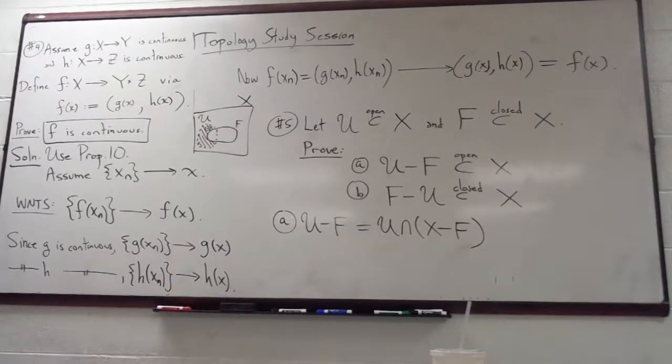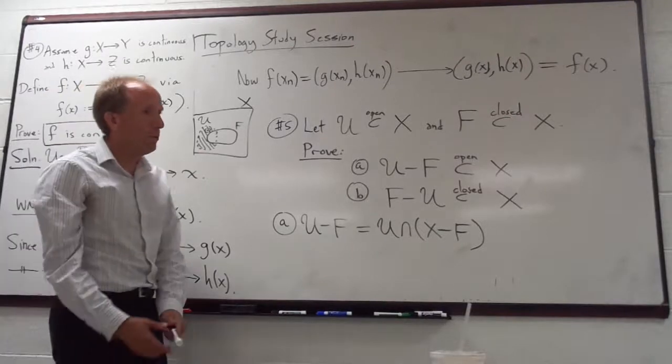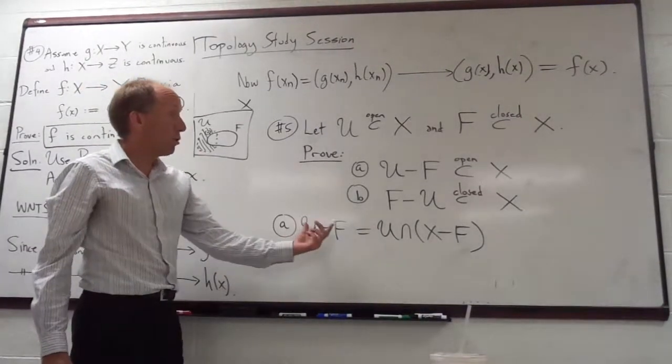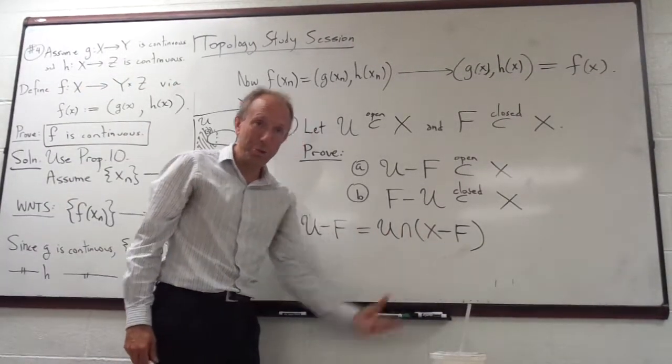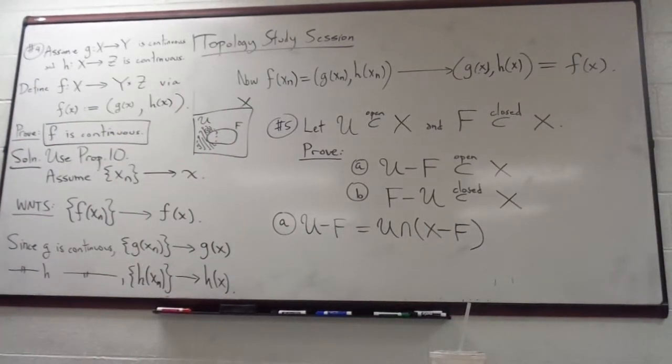Yeah, so U minus F is U intersected with X minus F. So my goal is to show that this is open. Does anybody want to tell me why? Maybe somebody different.